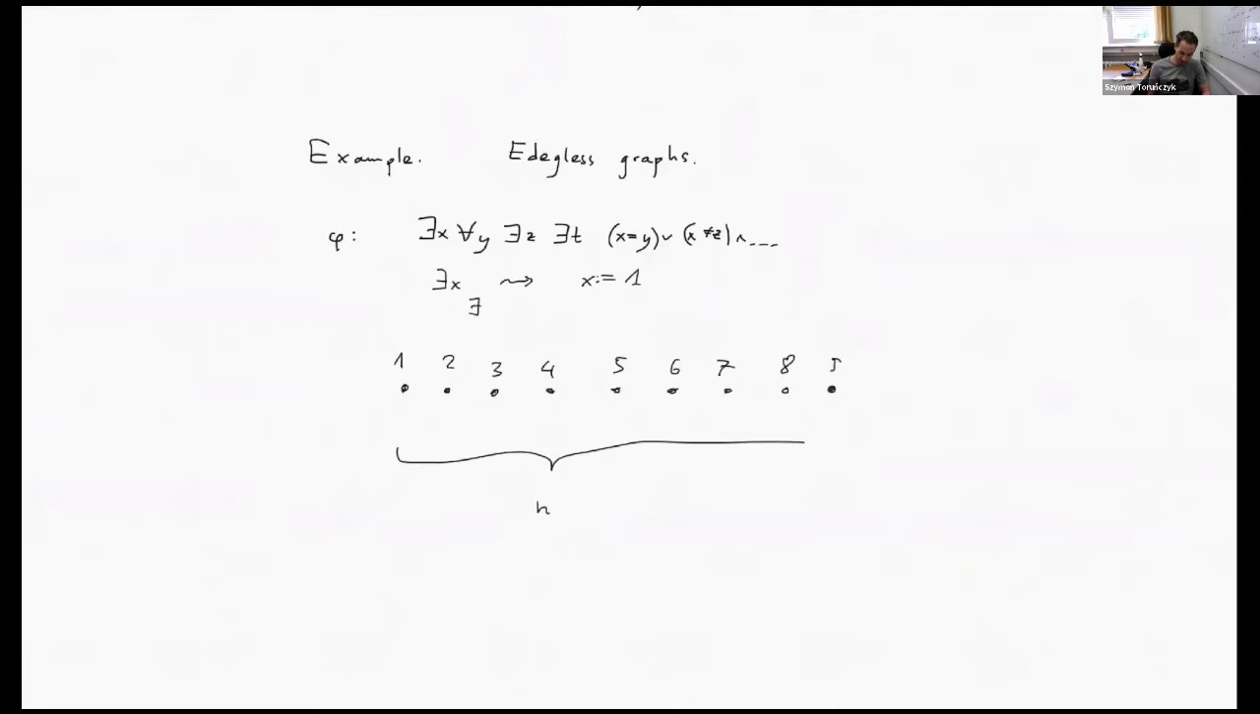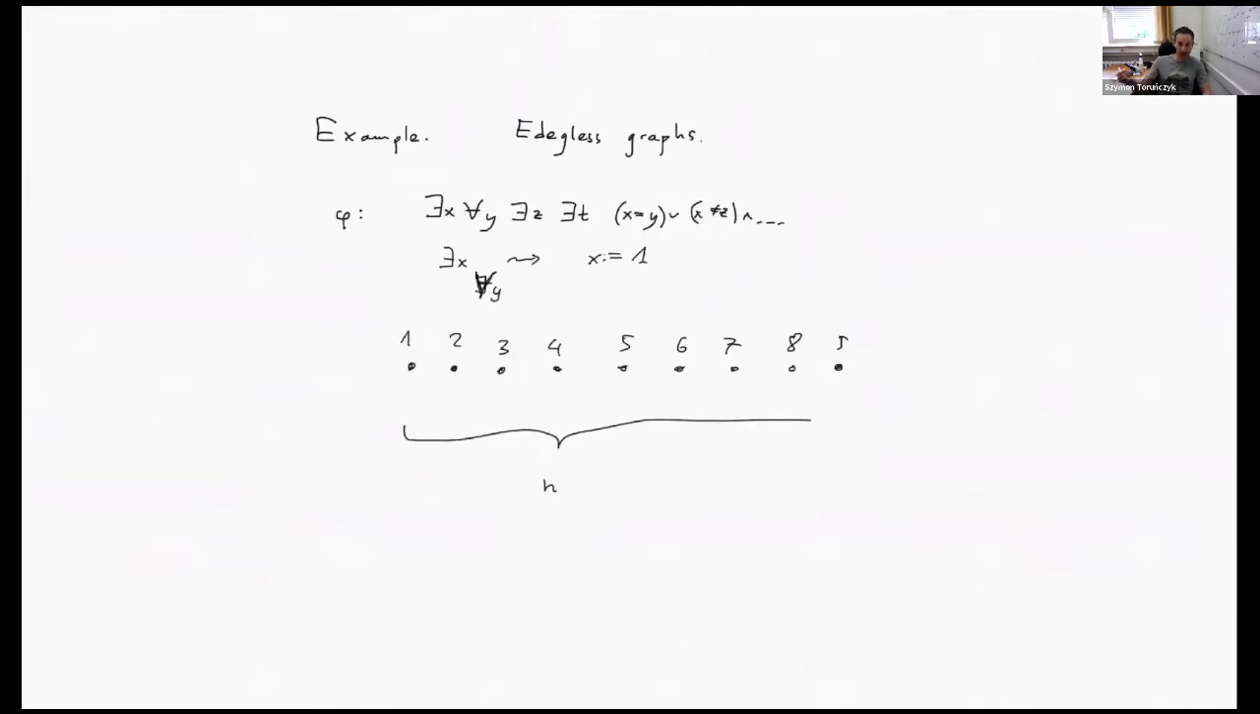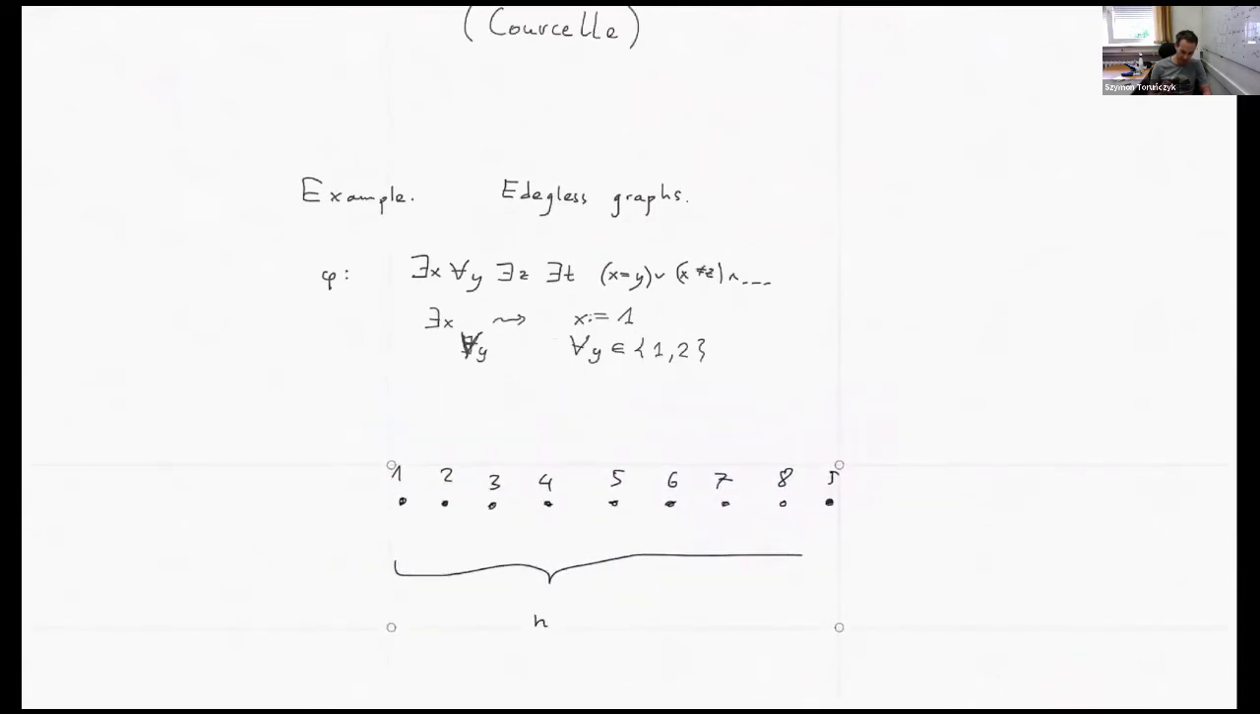Now we have a nested subformula, say for all y, and instead of testing all vertices y, there are essentially two cases. Either y is equal to x, and we have to check this case because it might be important for the subformula, or it's different from x. So we tested only for y equals 1 and 2. We've reduced the range of the second quantifier to just two elements. And we continue in this way. Instead of testing all vertices z, we test just three possibilities for z: either it's 1 or 2 or 3. And for the last one, similarly, we check for t equals 1, 2, 3, or 4.